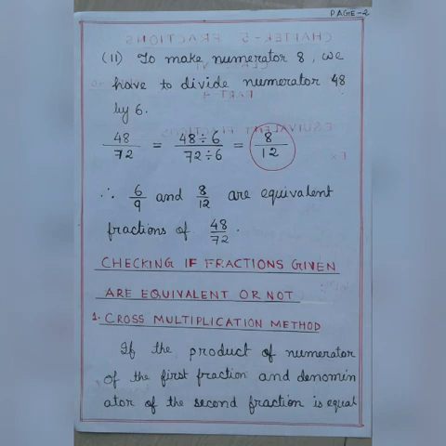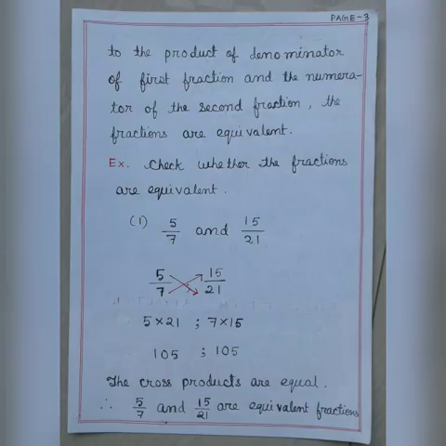Checking if fractions given are equivalent or not, we have to do the cross multiplication method. So, if the product of numerator of the first fraction and denominator of the second fraction is equal. Now we shall solve some questions from exercise 5.3.